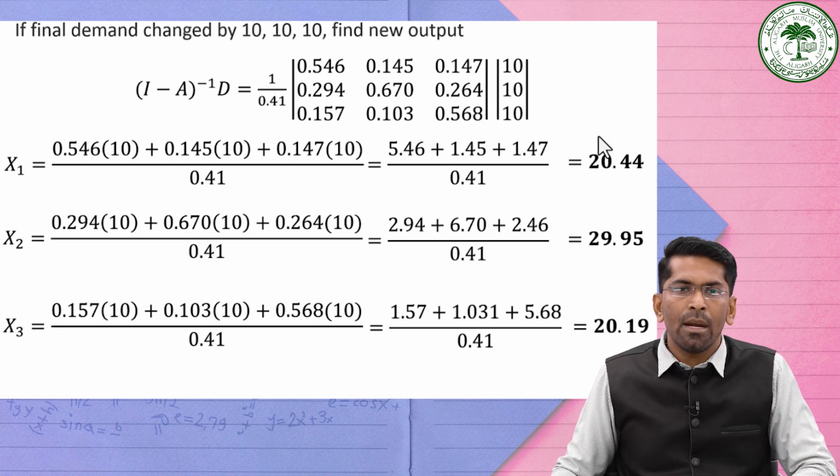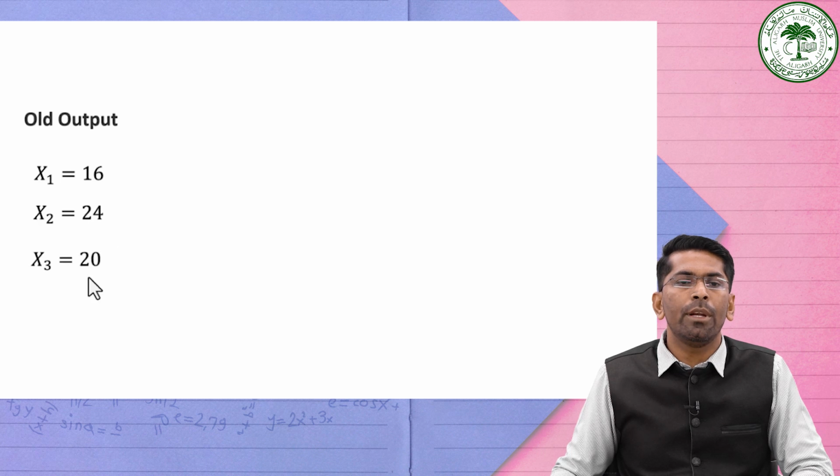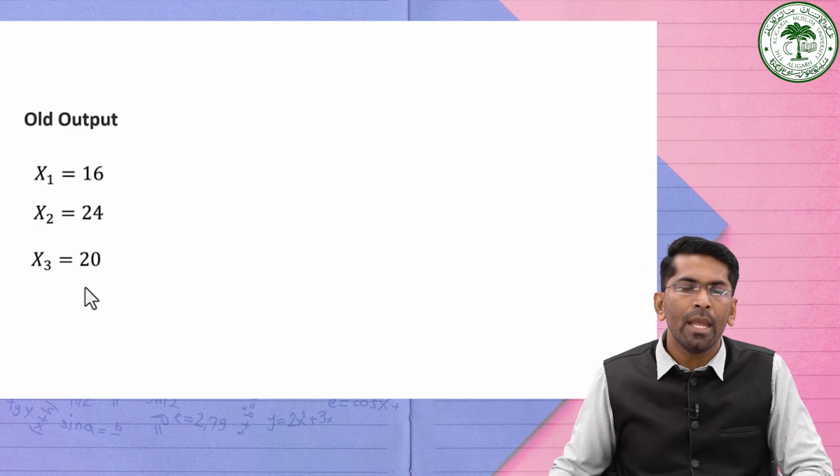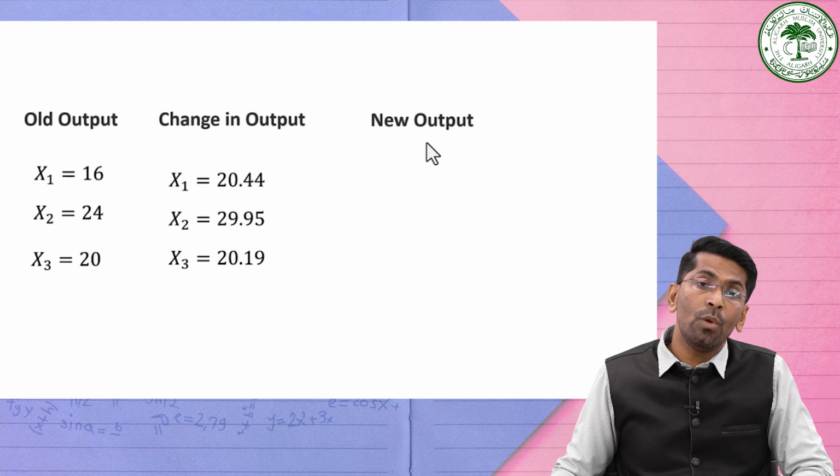Already we have the given output. So we are going to add: the old output was x1 is equal to 16, x2 is equal to 24 and x3 is equal to 20. And the changed output, which we have already calculated here, is 20.44, 29.95 and 20.19. We are going to add these two so that we will get the new level of output.